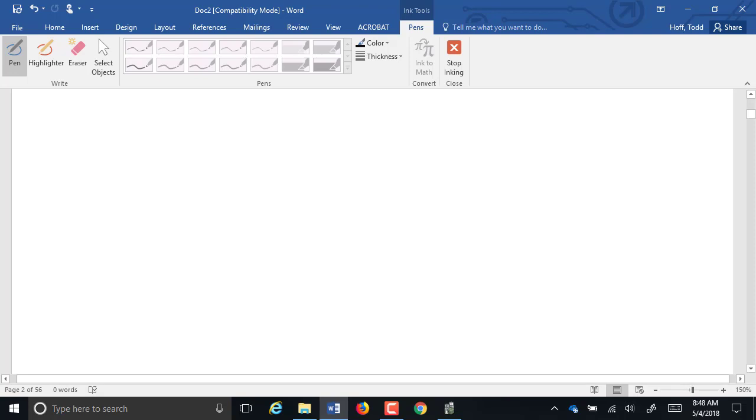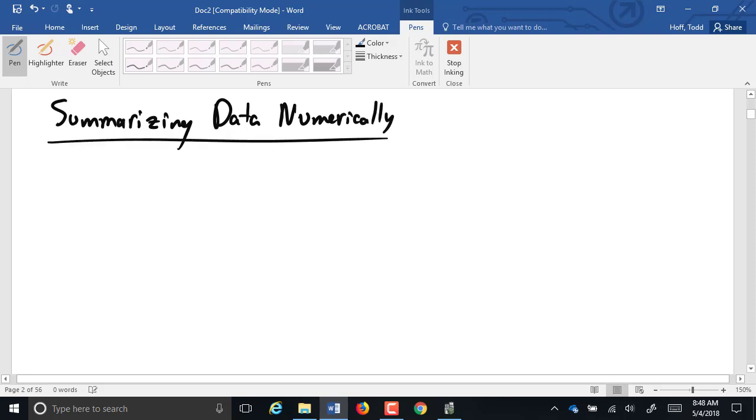So let's start looking. We looked last week at summarizing data, organizing data graphically and with tables. Today we want to look at summarizing data numerically. And we see these statistics a lot, and we think we know what they mean. There's actually a bigger picture behind it. What it all comes down to is something called a data distribution.